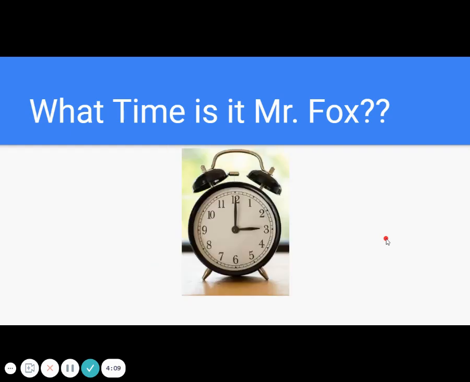What time is it, Mr. Fox? You should have said 3 o'clock because the hour hand is pointing to the 3 and the minute hand is pointing to the 12. So it is 3 o'clock.